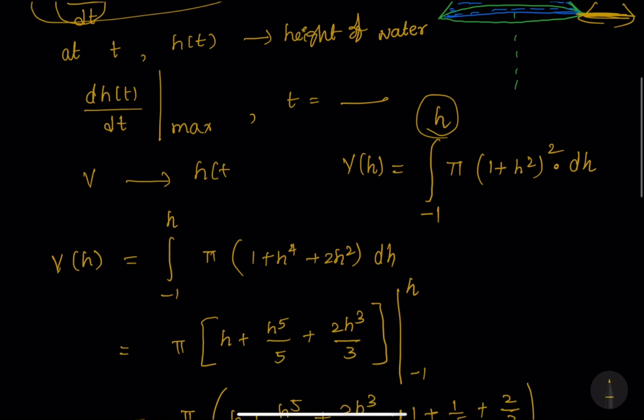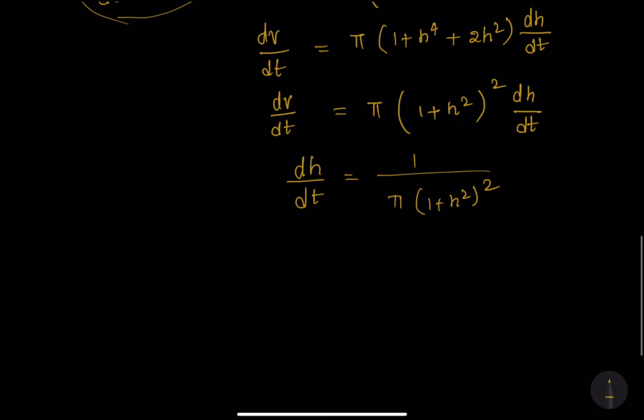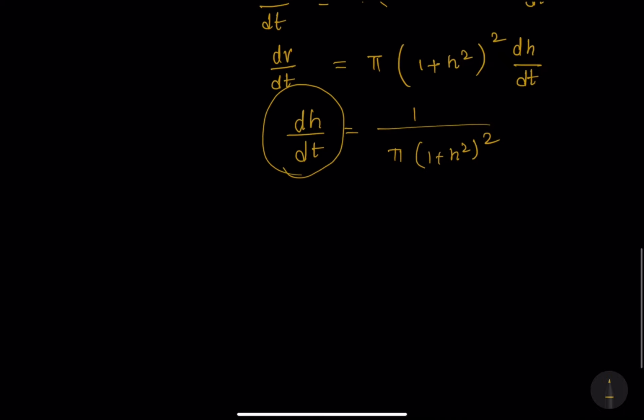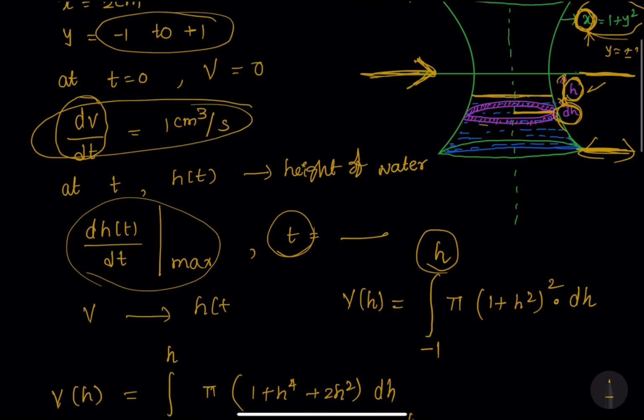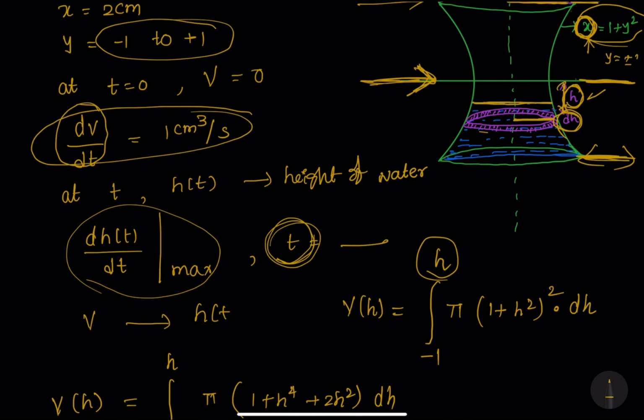Alright, now we have to find the value of t when dh upon dt is maximum. So dh upon dt has to be maximum, so this particular quantity in the denominator has to be minimum. Since it is a perfect square in the denominator, this will be minimum only when h is equal to 0. Therefore, dh upon dt is maximum when h is equal to 0. But we have to find the value of t at this point.